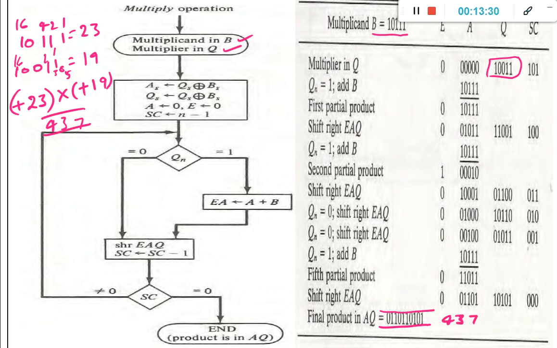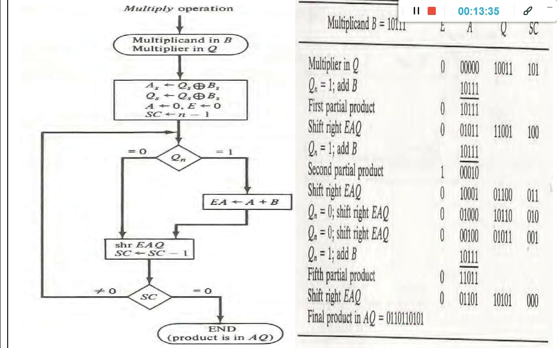This is how we are going to calculate, but we need to convert the decimal numbers into binary numbers before actually performing the multiplication. That's why we converted the decimal numbers into binary numbers. So this is the binary equivalent of the multiplicand, and this is the Q value. Initially, we need to move the multiplicand to register B and the multiplier to register Q. That we did.